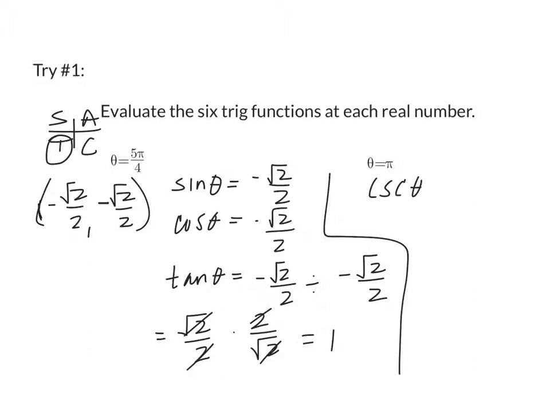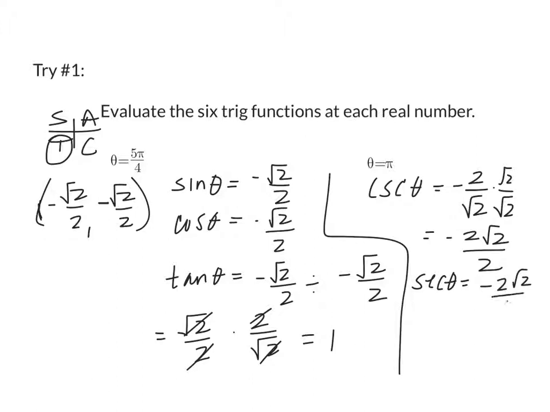All right, sine then matches with cosecant theta. So cosecant theta, just again, it's the reciprocal. So this is going to be negative 2 over the square root of 2. However, you got to multiply by square root of 2 over square root of 2. And that will leave us with negative 2 square root of 2 over 2. Since sine and cosine were the same, that means cosecant and secant theta will also be the same. So I don't need to do the math. It's still just negative 2 square root of 2 over 2.